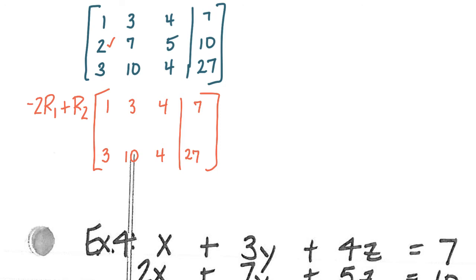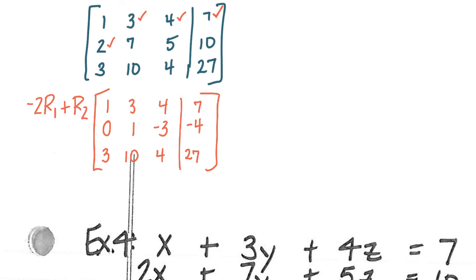But when I multiply -2 times 1 and I add it to 2, I get 0. -2 times 3 is -6, plus 7 is 1. -2 times 4, -8, plus 5 is -3. -2 times 7 is -14, plus 10 is -4. So notice I'm using the first row to get that 0 in the second row.